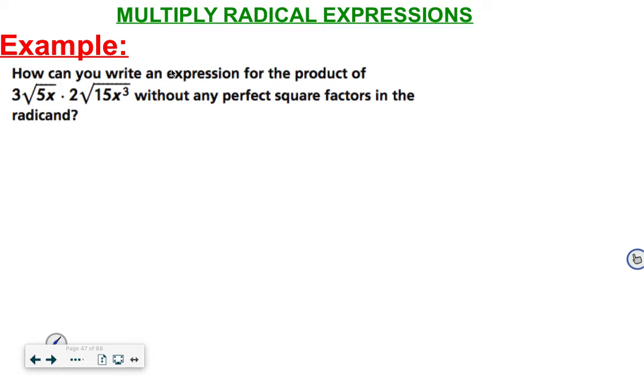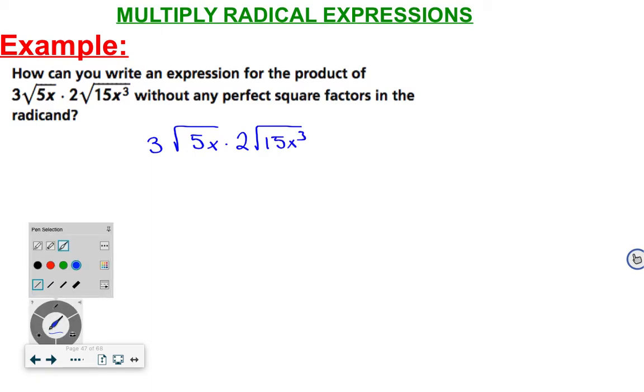Alright, in this slide, we are going to learn how to multiply radical expressions and how we can simplify them. When you multiply two radical expressions, 3 radical 5x times 2 times radical 15x cubed, if there are numbers in front of the radicals, multiply them first. 3 times 2 is 6.